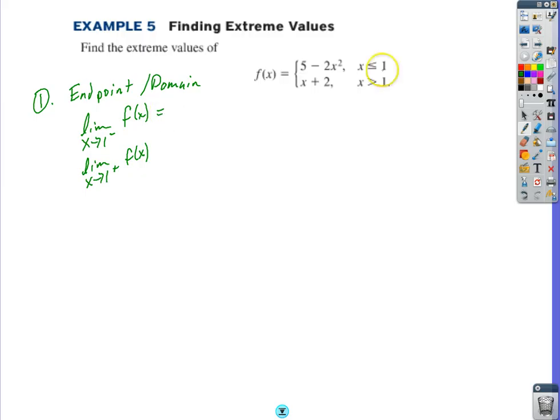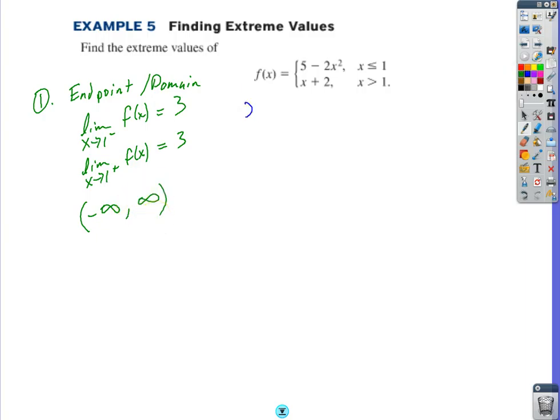Well, when I plug in 1 over here, I get 3. When I plug 1 over there, I get 3. So that means the limit from both sides is 3. It exists, so it's continuous. Okay, good. So what does that mean for my domain? That means my domain is good from beginning to end, positive and negative infinity. So step 2.